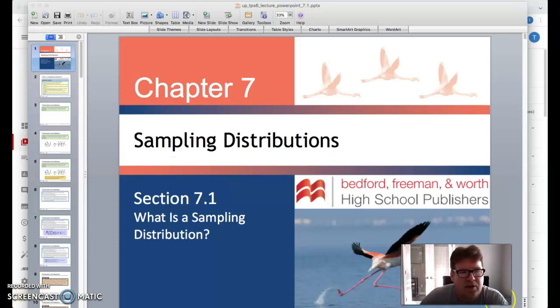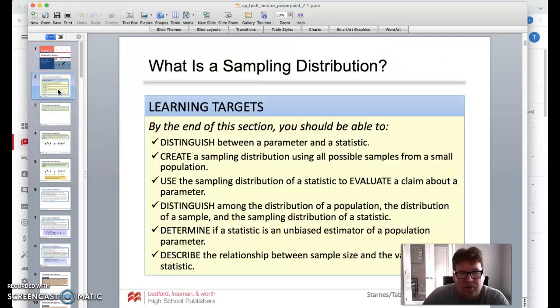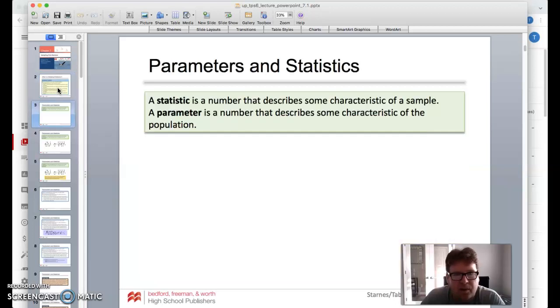We're here in Chapter 7, Sampling Distributions, and what we're going to be talking about in Section 7.1 is what is a sampling distribution. We're going to look at some examples here, and all these learning targets that we have, we will hit. So we're going to break this up into two sections. First section, here we go.